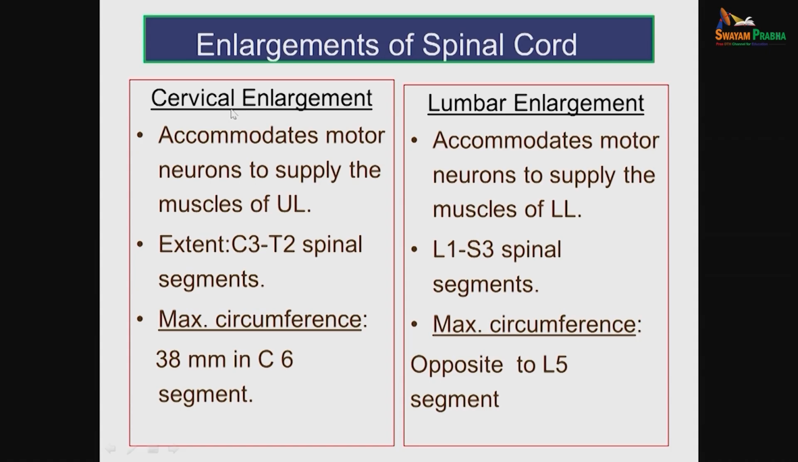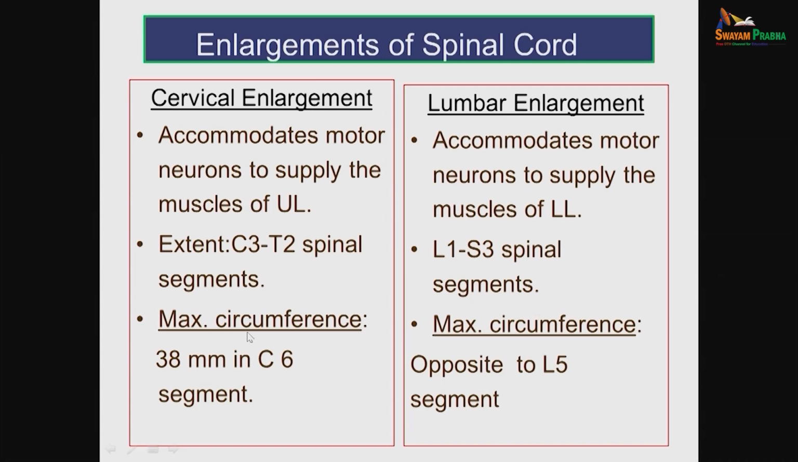So, in cervical enlargement of the spinal cord, you can see that it accommodates large motor neurons which supply the muscles of the upper limb. Lumbar enlargement accommodates large motor neurons which supply the muscles of the lower limb. Having learnt the spinal segment, the cervical enlargement will extend from C3 to T2 spinal segments, and lumbar enlargement will extend from L1 to S3 spinal segments.